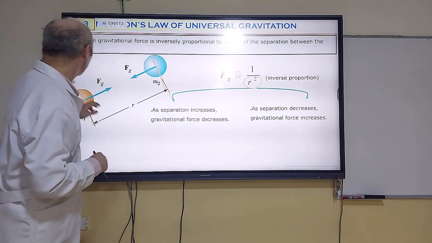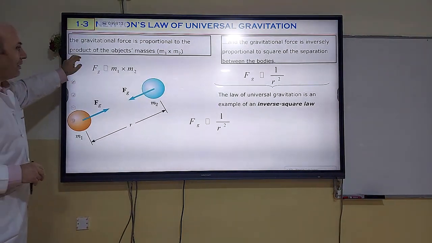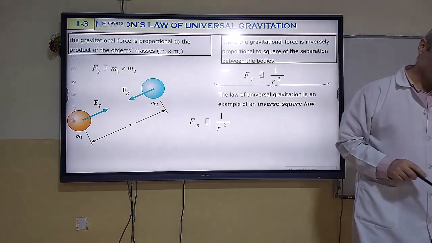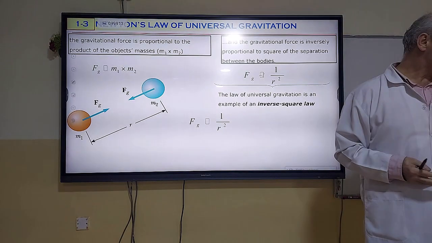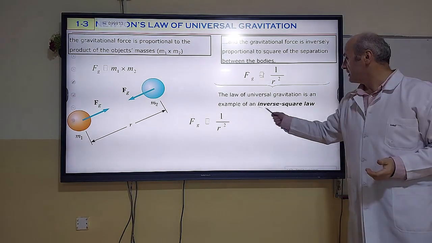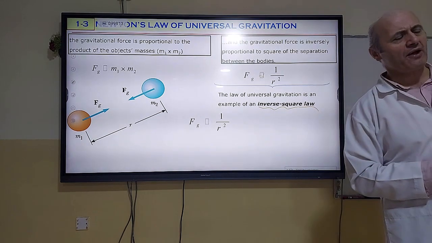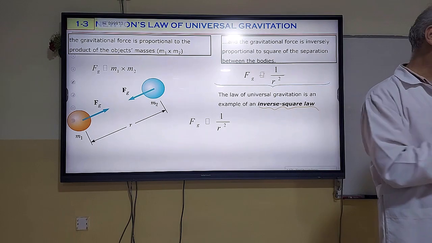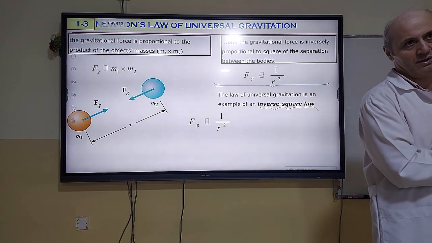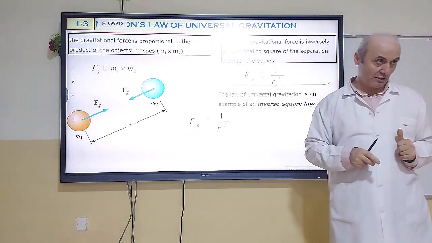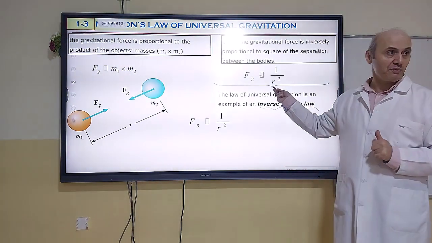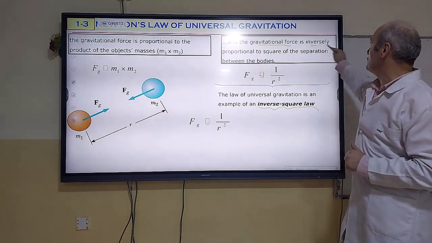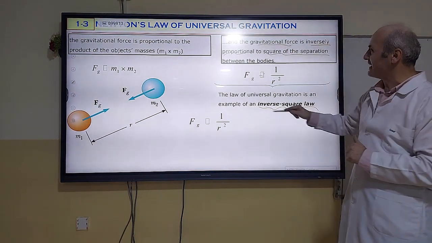This question talks about that. Okay, and this case, when the gravitational force changes inversely proportional to the square of the separation, is known as the inverse square law. In mathematics, when a quantity changes inversely proportional to the square of the distance, that equation is known as an inverse square law. Universal gravitational force is an inverse square law because it changes inversely proportional to the square of the separation. Gravitational force is inversely proportional to the square of the distance.